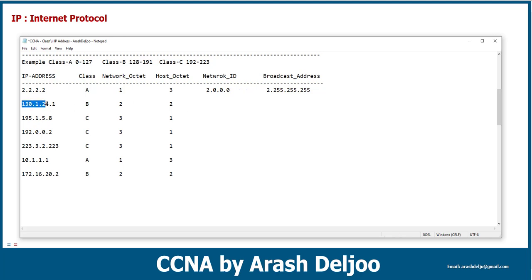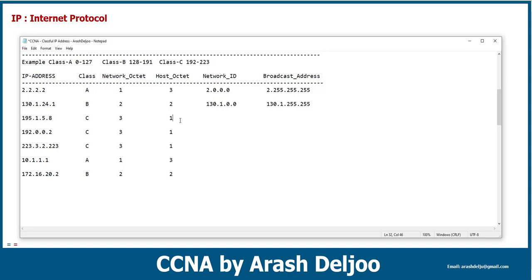Let me talk about the second example, IP address 130.124.1. You know that this is a class B IP address. Because of that, as you can see here, we have the network part or network ID 130.1, then .0.0. This is the network ID. I used 0 instead of the host bits. Because of that, now we have the network ID, and for the broadcast address we can use 130 again, 255.255. I used 1 for all of the host bits.